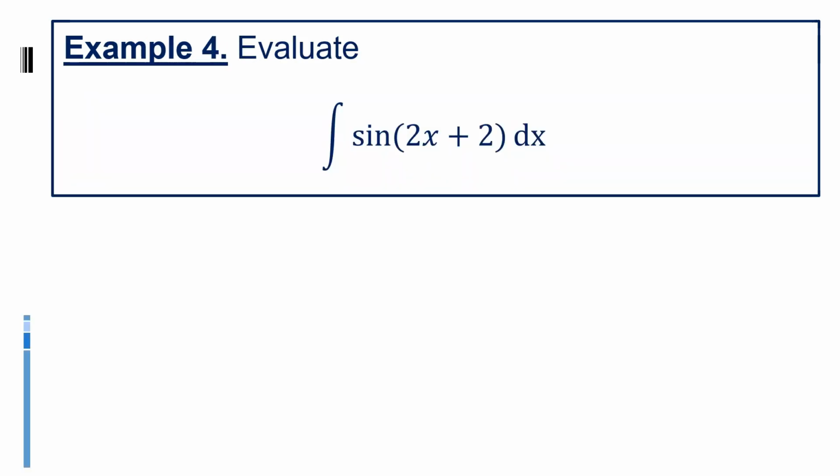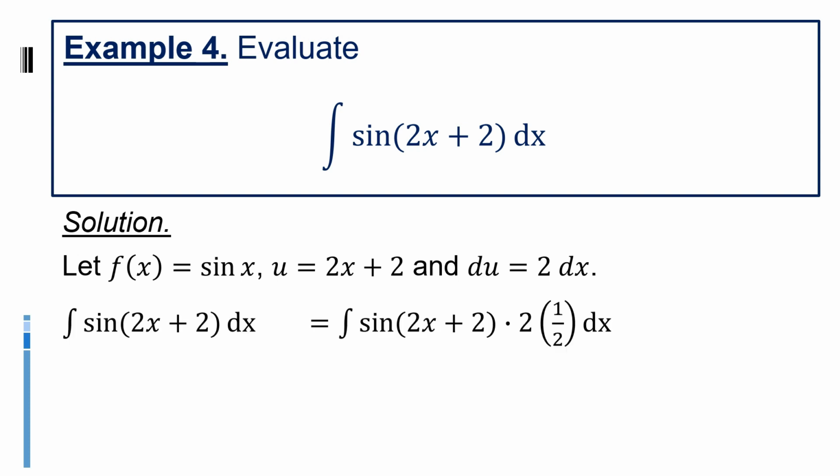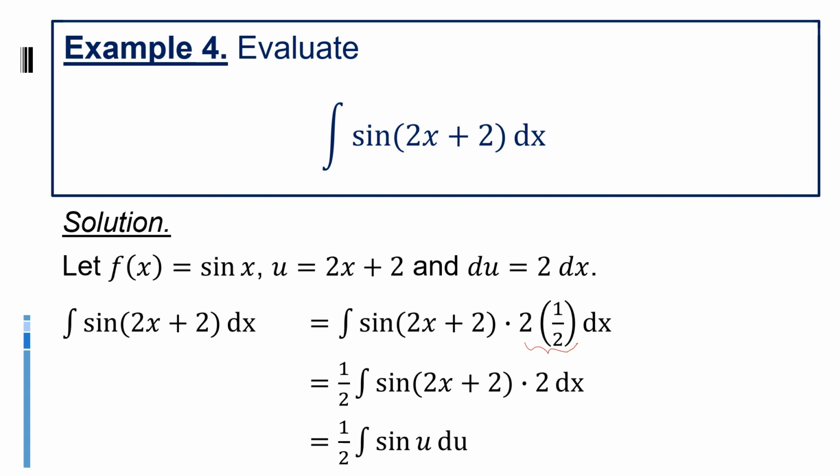Balikan din natin yung ating example number 4 and evaluate this using the u-du method. So, ang f of x natin dito is sin x. Ang u natin is 2x plus 2 and du is equal to 2x. So, the integral of sin 2x plus 2 dx is equal to sin of 2x plus 2 times, okay, nagdagdag tayo ng 1. So, that is 2 times 1/2 dx. Okay. Then, i-release natin yung 1. So, we have 1/2 times the integral of sin 2x plus 2 times 2 dx. By substituting, we have 1/2 times the integral of sin u du.